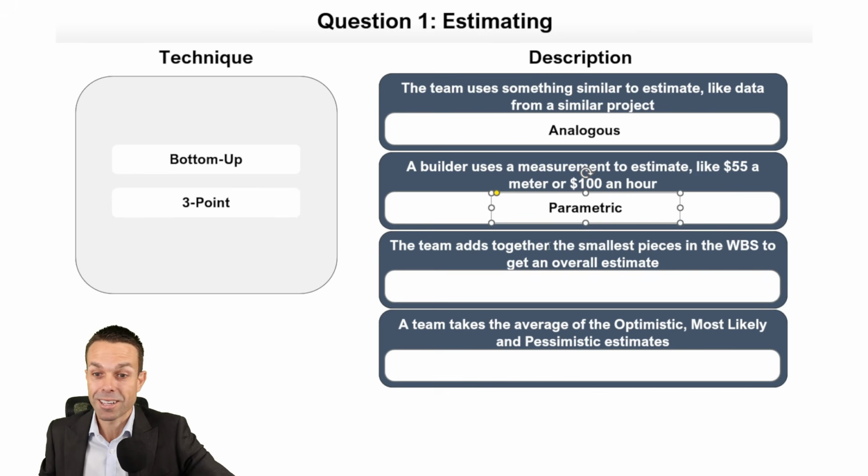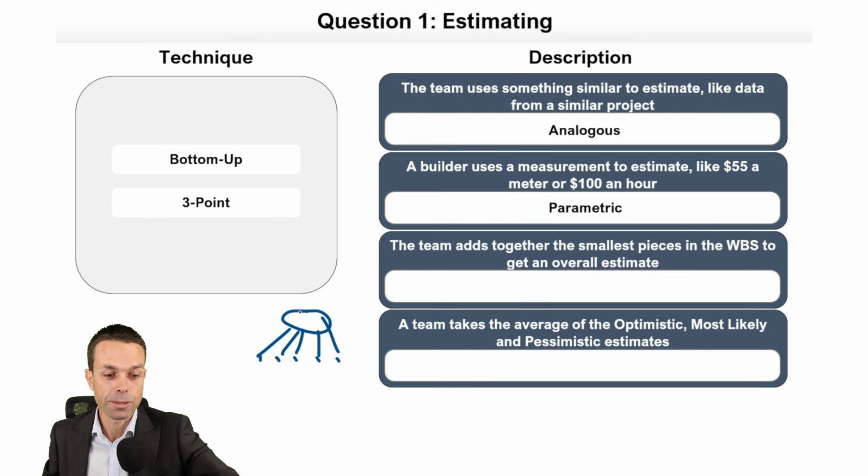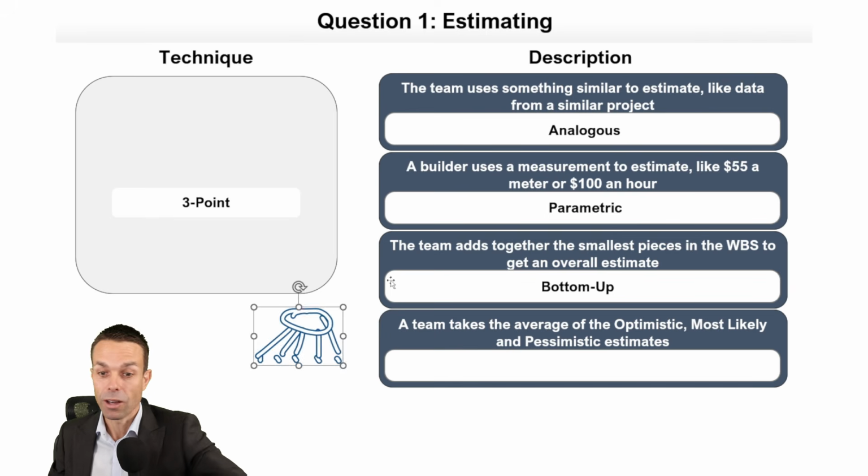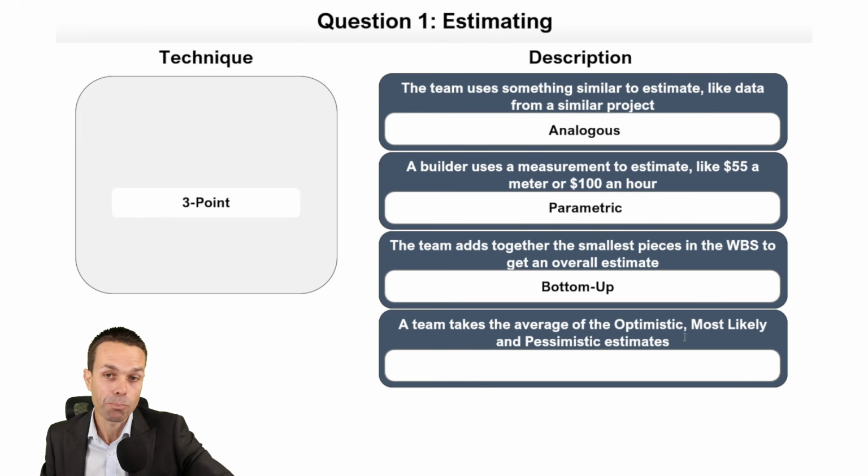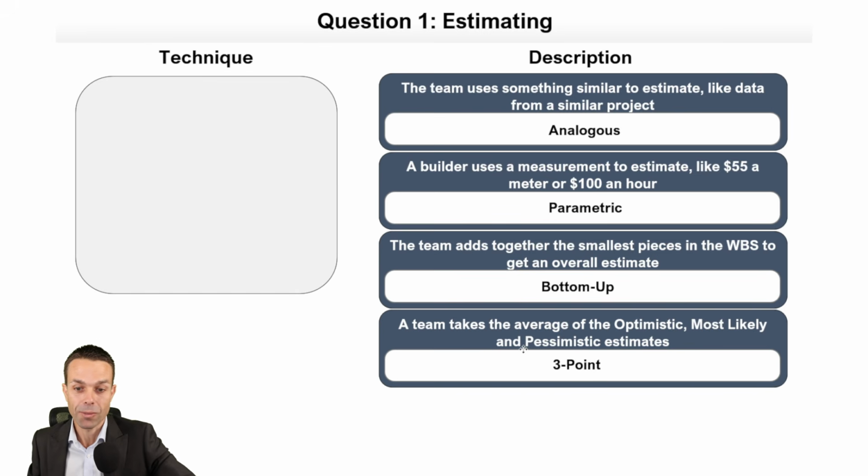The team adds together the smallest pieces in the work breakdown structure. So they've got all of their work packages and they add all of those together to get the overall estimate. That is our bottom-up estimating. And if a team takes the average of the optimistic, most likely, and pessimistic estimates, that is an average of 3 points. So it's our 3-point estimating.